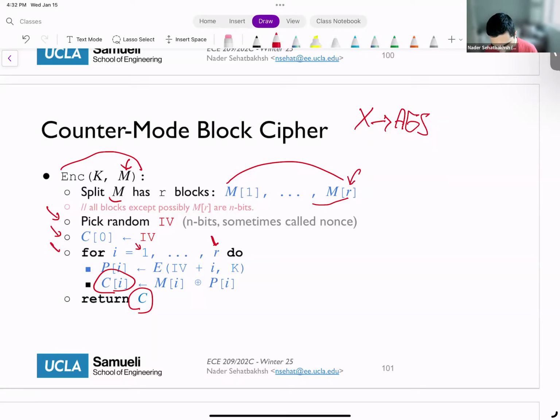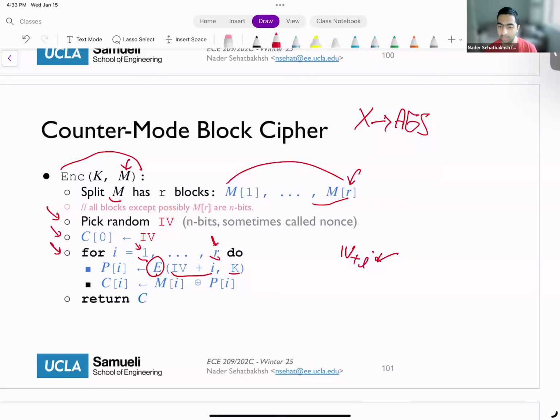But then what we're going to do is, from 1 to R, we're going to create this partial P_i, which is essentially the encryption of IV plus i under K. This E function is the AES, for example, that I described before. E itself, remember, has multiple rounds, right? But eventually it creates an output. But keep in mind that we are not encrypting the message at all. What we are encrypting is the IV plus i.